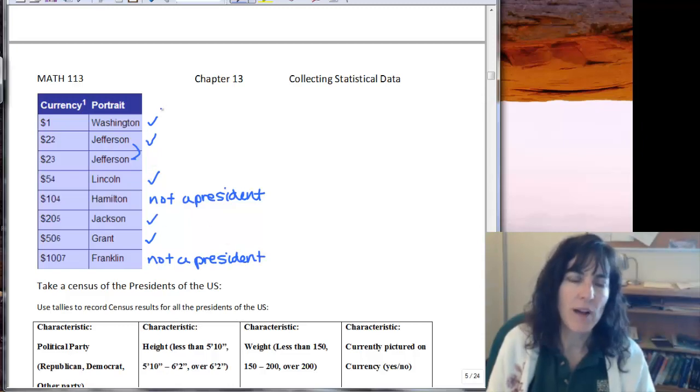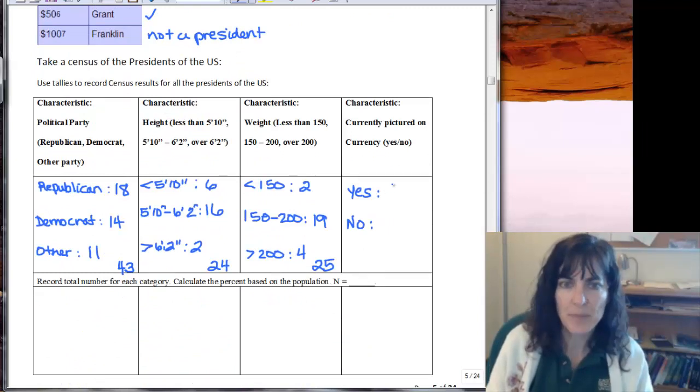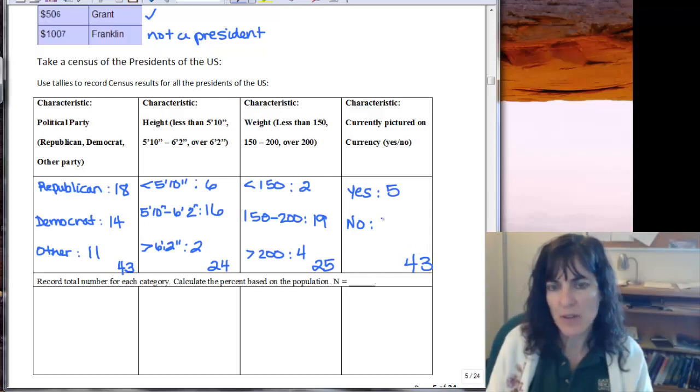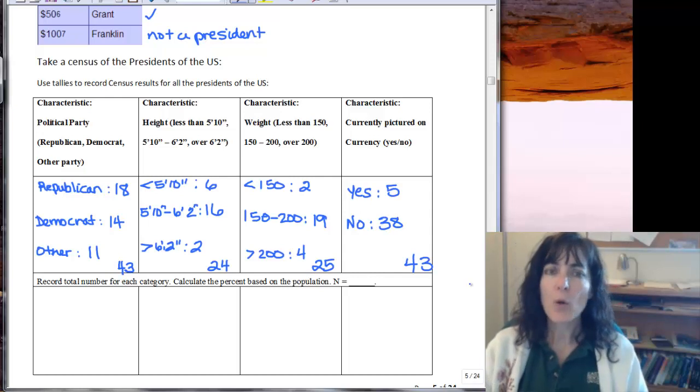So we have 1, 2, 3, 4, 5. 5 presidents currently on currency. Out of the 43 different presidents, we decided, 43 minus 5 is going to give me 38 who are not on currency.